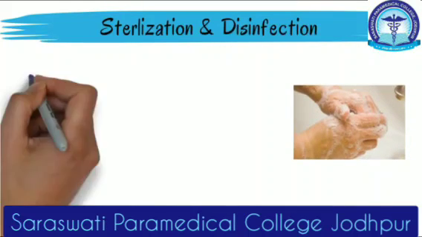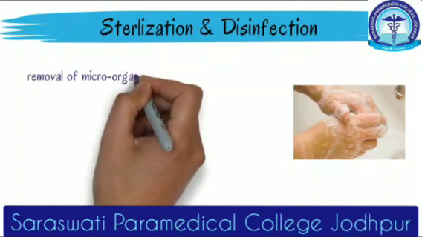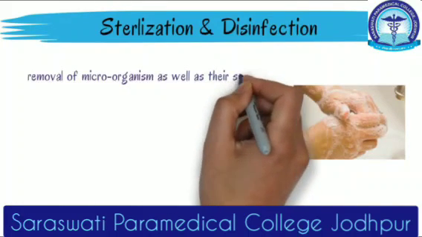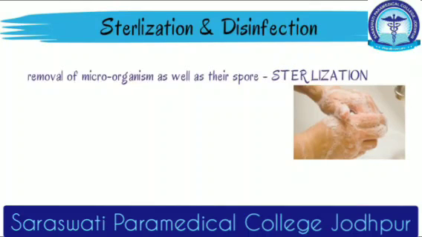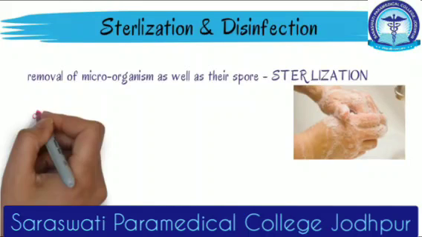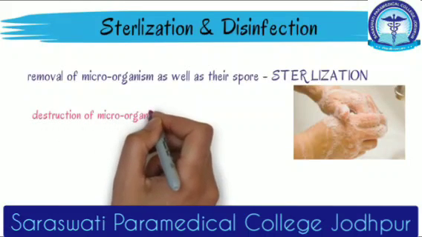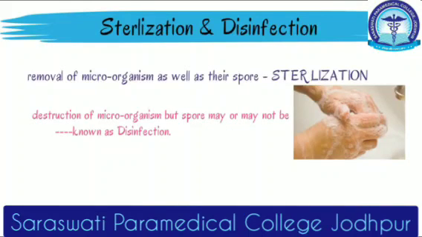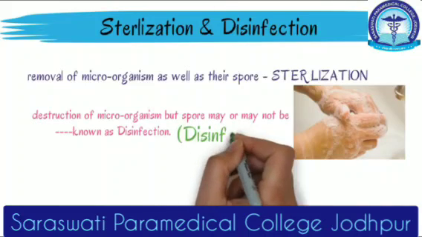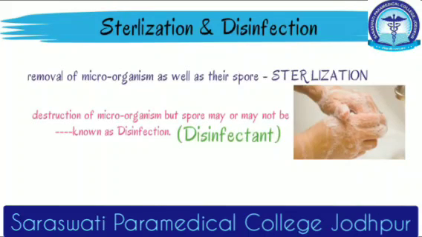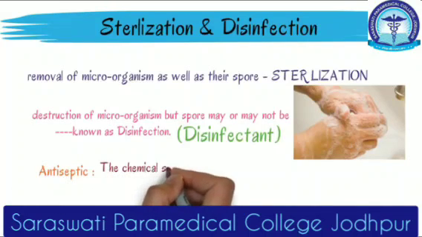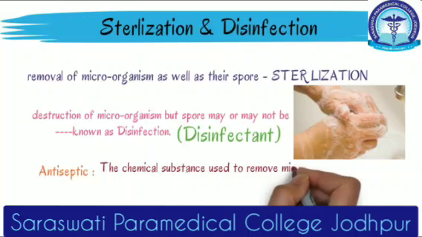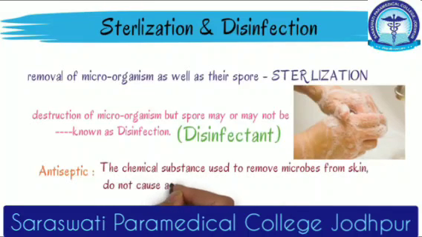Removal or killing of microorganisms as well as their spores from any article, object and surface is called sterilization. In case of disinfection, we just kill microorganisms, but spores may or may not be removed. The agent which is used for disinfection is called a disinfectant. They are basically chemical substances. Another term is antiseptic. They are chemical substances which are used directly on the skin for removal of microbes. They do not cause any harm to the human being, such as 70% alcohol.